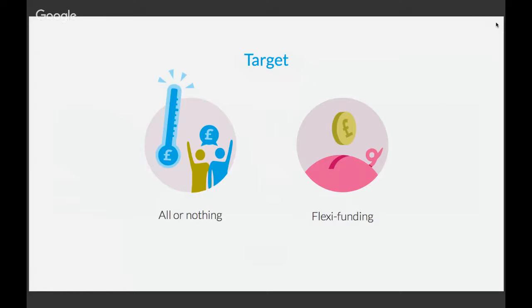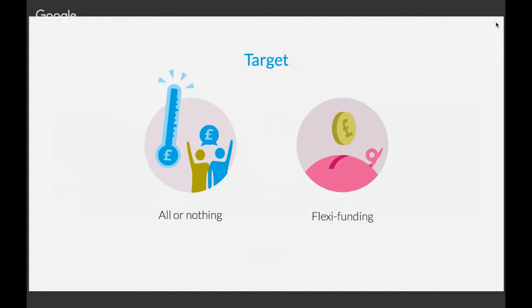You do have 2 choices. You can choose to go all or nothing, which does exactly what it says on the tin, or you can choose flexible funding. With flexible funding, it doesn't matter if you hit your target or not. You keep whatever money you raise anyway. With all or nothing, as I say, exactly what it says on the tin. You have to reach that target in order to get the money.